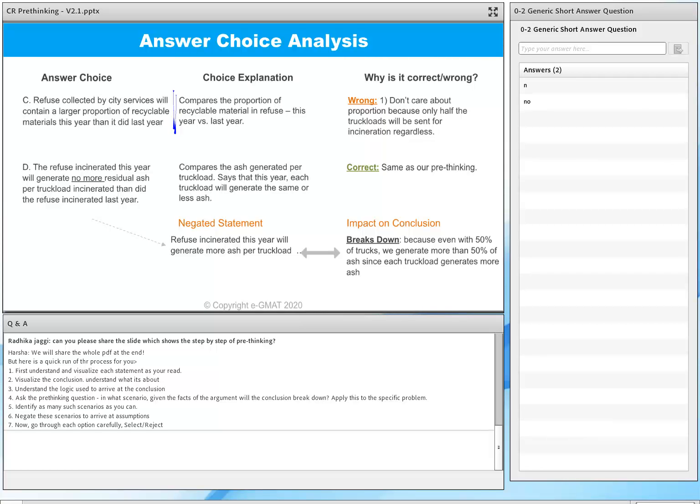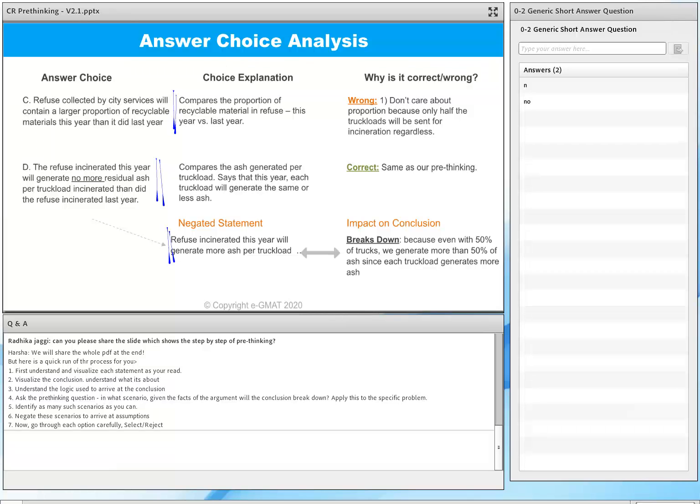I don't care what it was last year, what it's this year. I care about how much ash does that truckload that I'm burning generate. Okay. Choice D, our correct answer, talks about the ash per truckload. It compares the ash per truckload to what it was last year, which is really important. If you negate this, you can see how my conclusion breaks down.